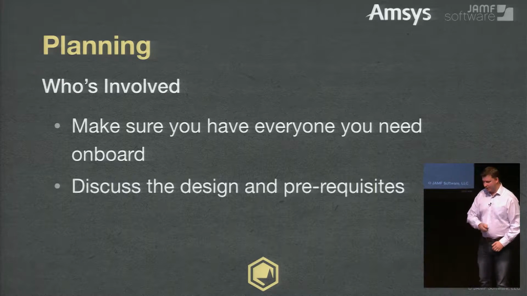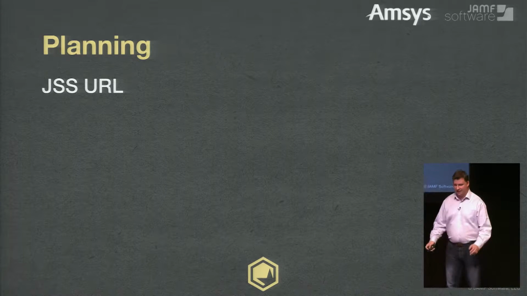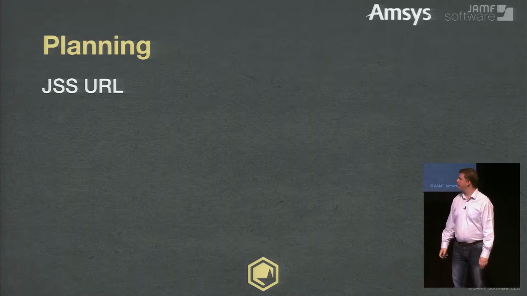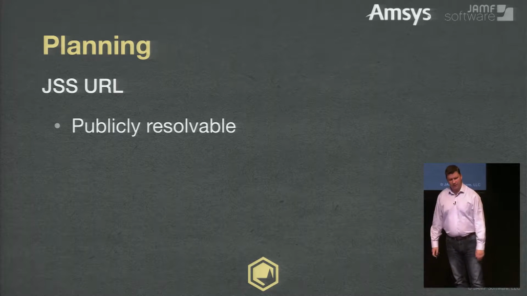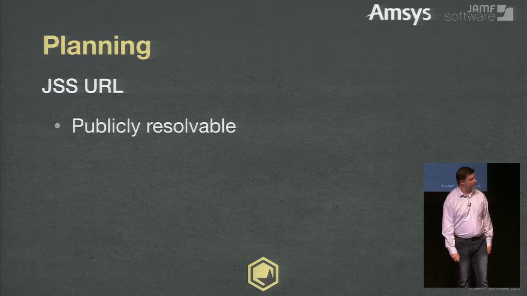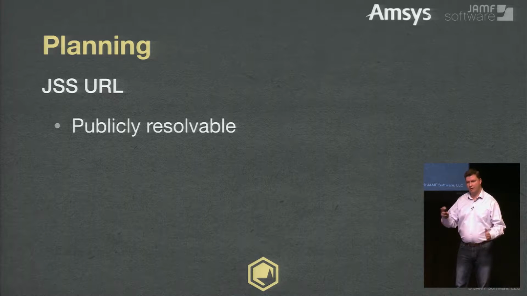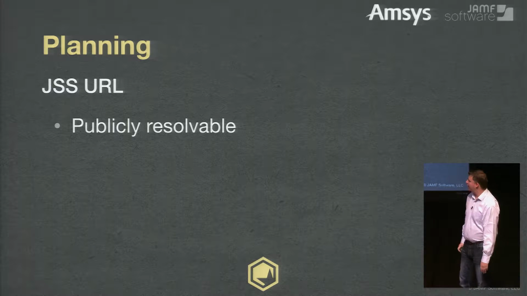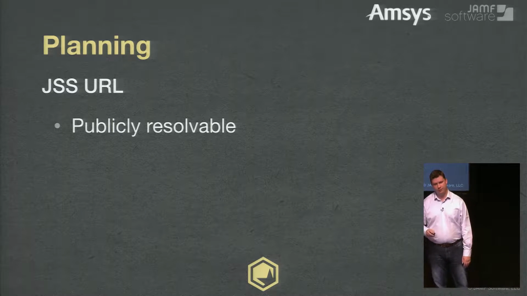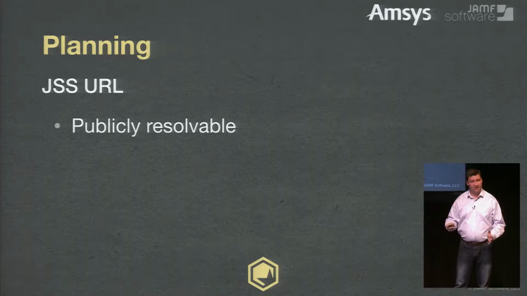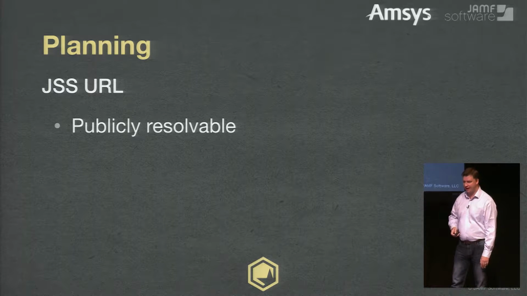A couple of specific points. The JSS URL. So this is just my experience. You may do something different. So publicly resolvable. Ben Toms did a good session yesterday, I think, talking about certificates and public domain names. That doesn't mean publicly accessible, it just means publicly resolvable. So you may not want to make it publicly accessible, but if you make it publicly resolvable from the start, then you can choose to do that later on.